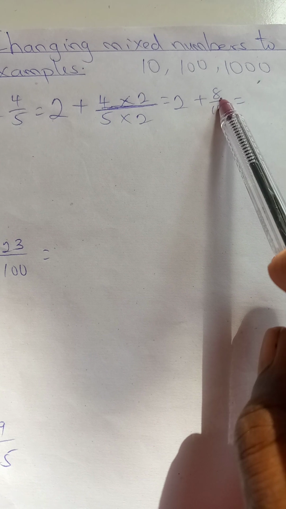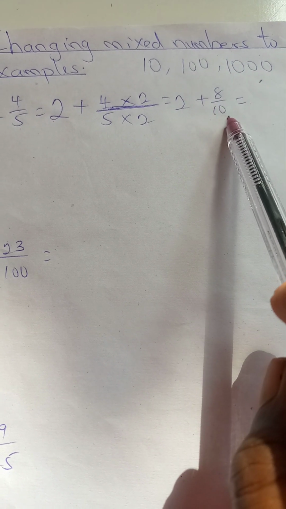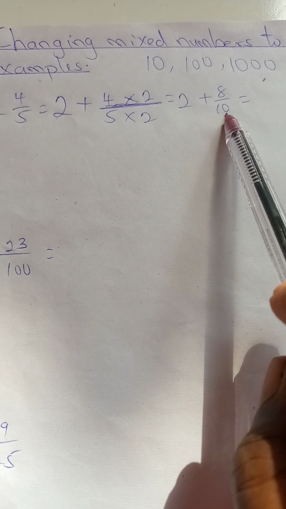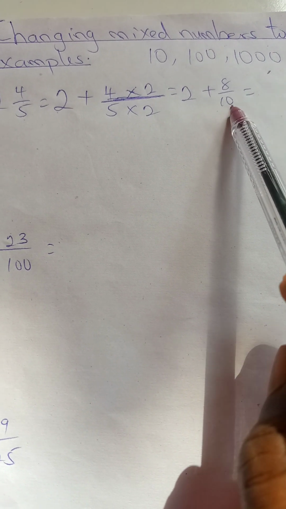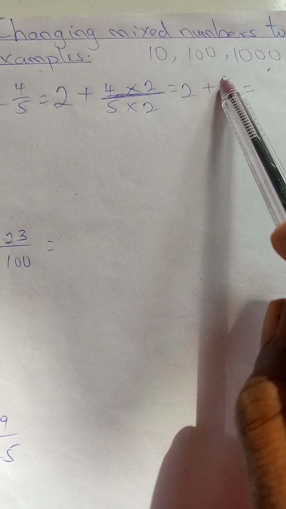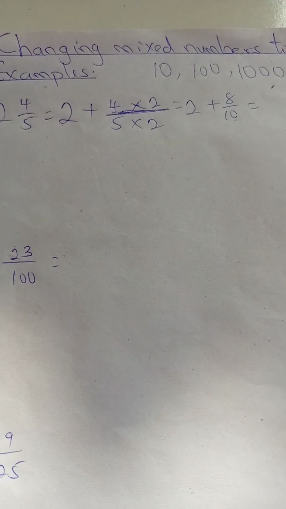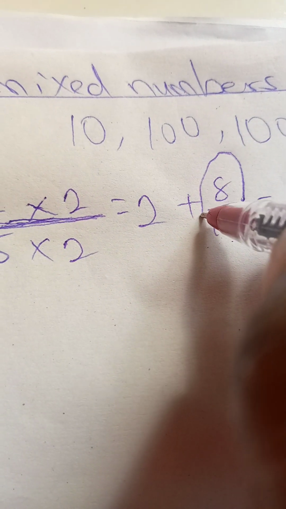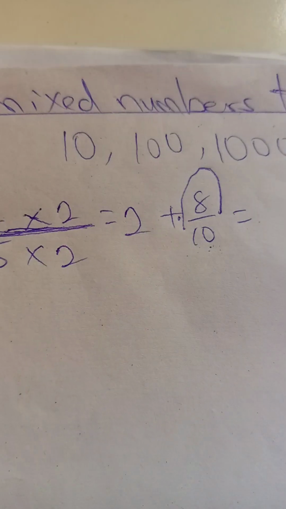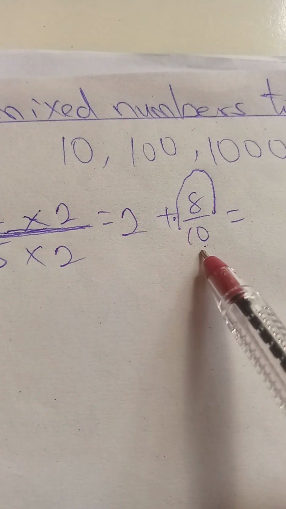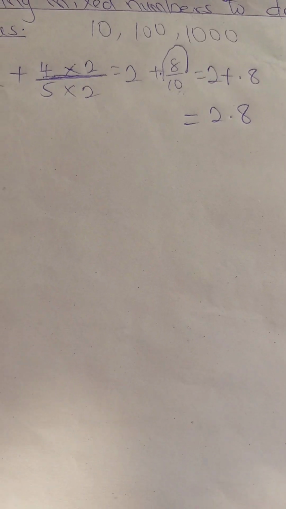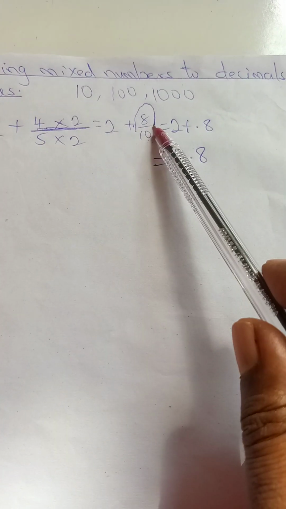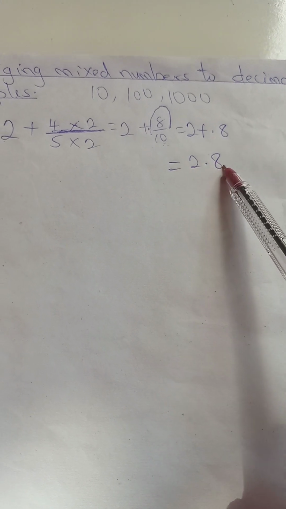Now I'll have to make this 8 over 10, the fraction, the decimal. How do I do that? Since the denominator is 10 and 10 has 1 zero, I'll count the numerator from the back once and put my point at the front. Just like this. 1, I'll put my point. I counted once because the denominator here is 10. So my answer will now be 2 plus 0.8. The 0.8 I've gotten it. And my answer is 2.8.